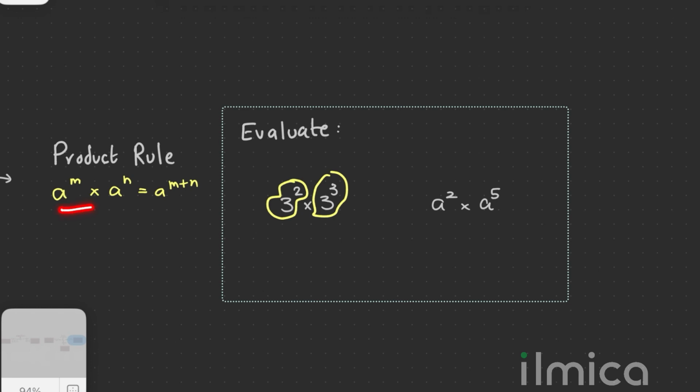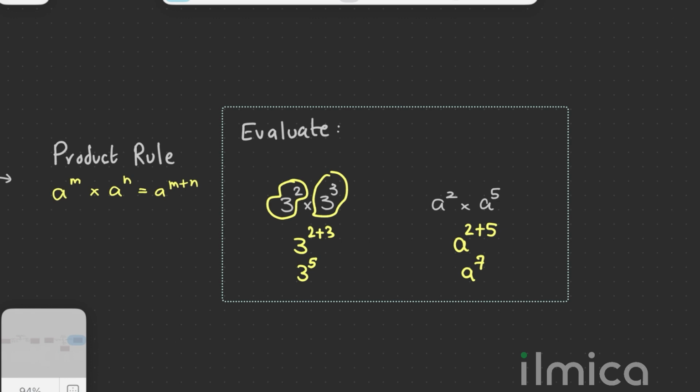What this law means for this kind of question is that you have to add the powers over here. So as a result, you get 2 plus 3, which is going to be equal to 5. Now, these laws don't just apply to numbers, but they can also apply to unknowns, like over here. a raised to the power 2 times a raised to the power of 5. Assuming that a is some unknown number, we can do the same, which is we can just add the powers together, and as a result, we get a raised to the power of 7. That's the product rule for you.